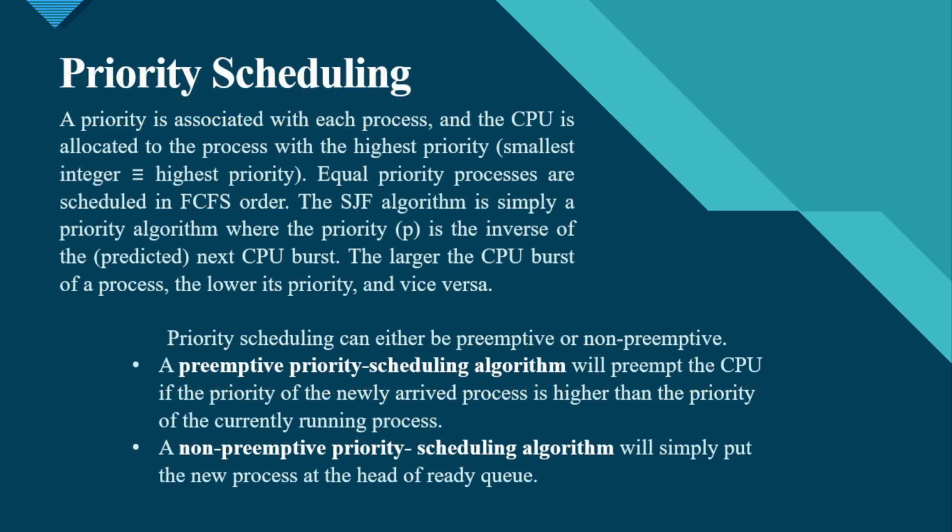Priority is associated with each process, and the CPU is allocated to the process with the highest priority, where the smallest integer means the highest priority. Equal priority processes are scheduled in FCFS order. The SJF algorithm is simply a priority algorithm where the priority P is the inverse of the predicted next CPU burst. The larger the CPU burst of a process, the lower its priority, and vice versa.